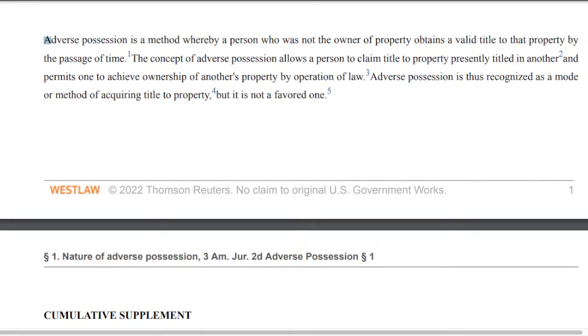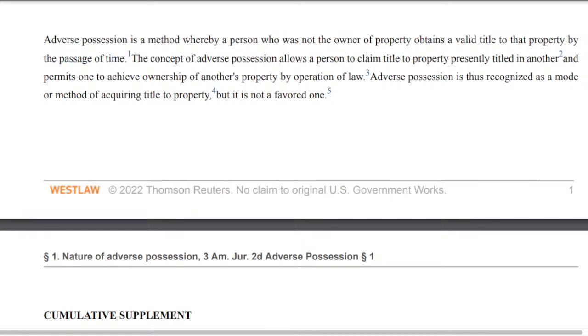So, adverse possession, this is the nature now, is a method whereby a person who is not the owner of a property obtains a valid title to that property by the passage of time. What a concept. The concept of adverse possession allows a person to claim title to property presently titled in another, and permits one to achieve ownership of another's property by operation of law. Now, that seems pretty strange in and of itself, doesn't it? Someone else has claim presently. How is someone going to get it through the passage of time? So let's look at this principle.